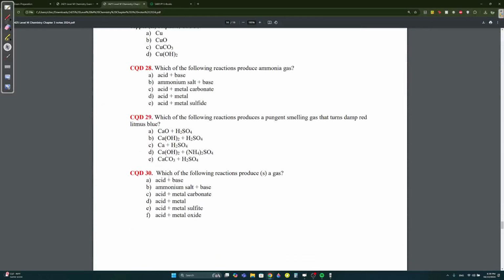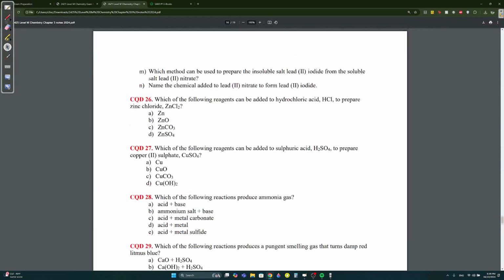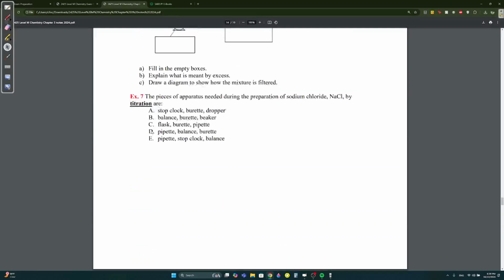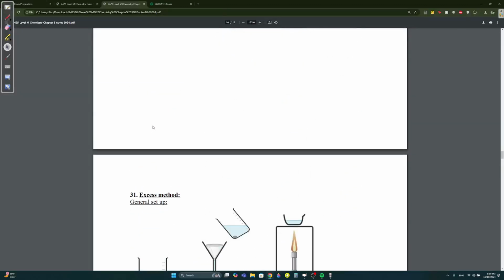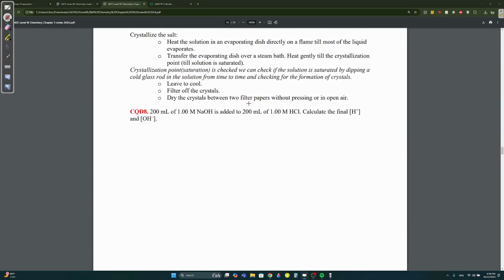By the way, for your chemistry final, please solve all these CQDs. Very, very important, guys. You will benefit. Wallah, you will benefit. Okay. I think it's just this one. I'll solve it quickly. Okay.